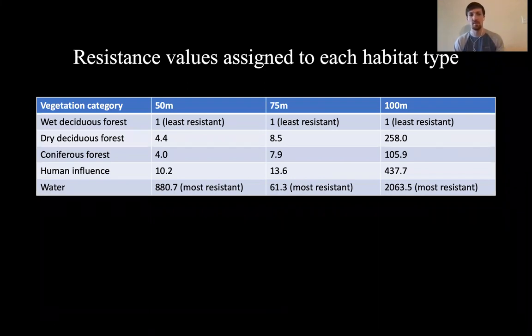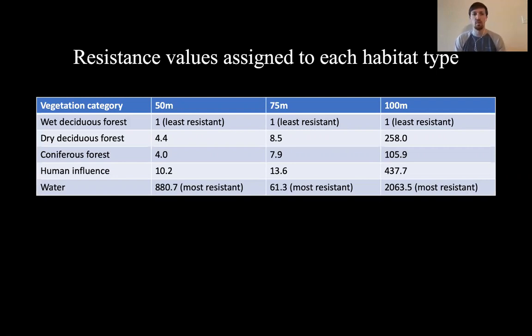Now for the resistance values that were assigned to each habitat type, you can see that there are 5 habitat types in the very first column. And we ran it at a 50-meter, 75-meter, and 100-meter resolution. While for each resolution the resistance values varied slightly, the order in which they were in does not change.